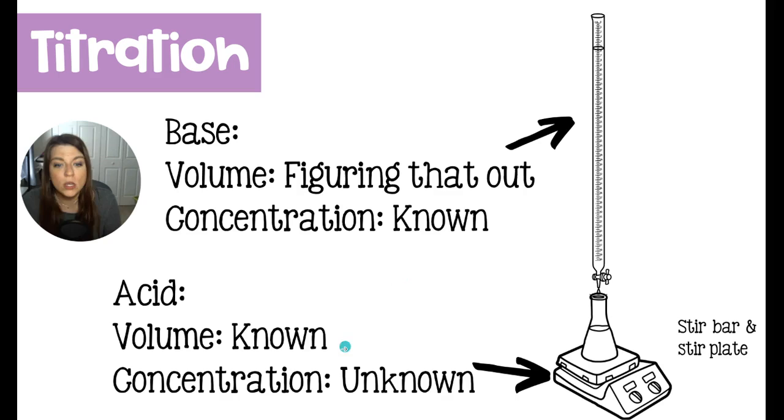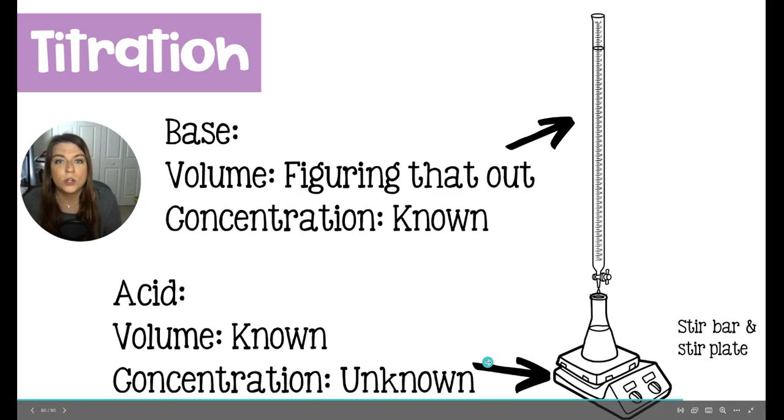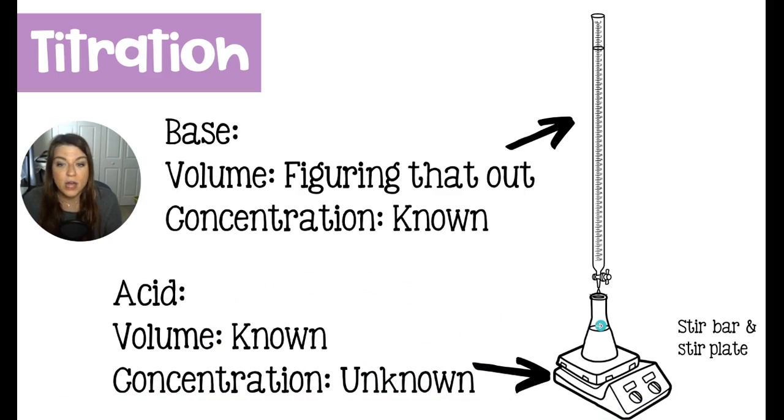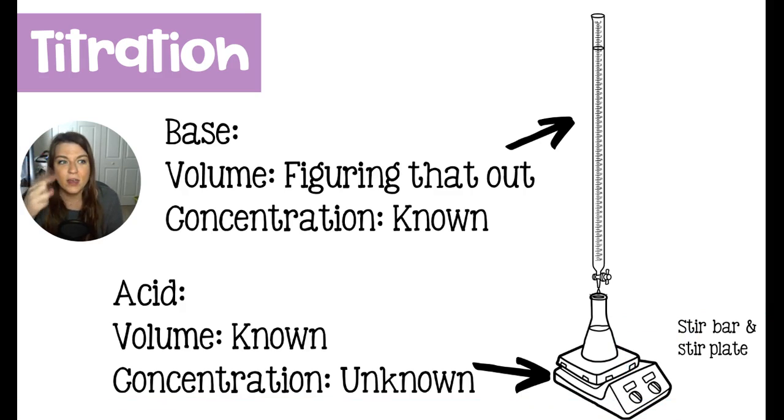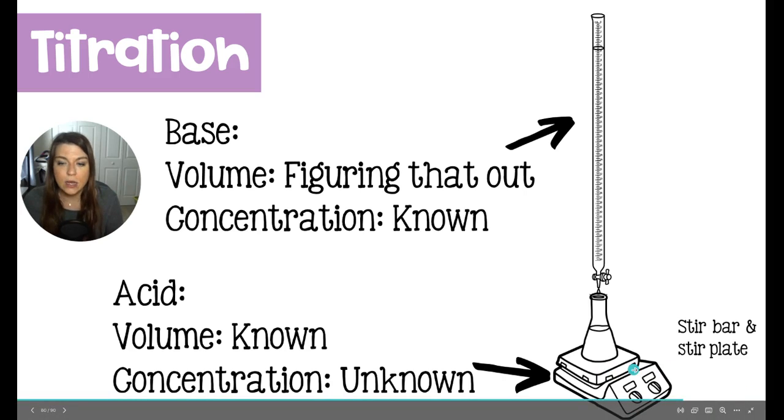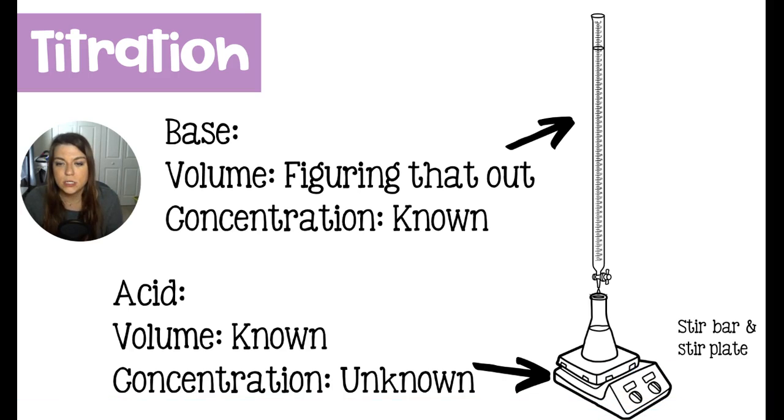Now the acid, we don't know the concentration of that. We're going to do calculations to figure that one out, but we do know the volume because we would have measured in a graduated cylinder exactly how much acid went into that Erlenmeyer flask. A lot of this looks like it's a hot plate. A lot of the time, hot plates, at least the nice ones, have a magnet in there. So you can plug in this hot plate / stir plate, and you put a little magnet bar.